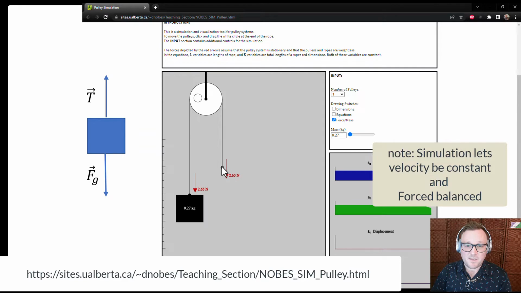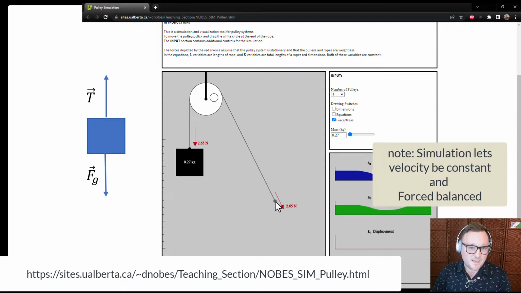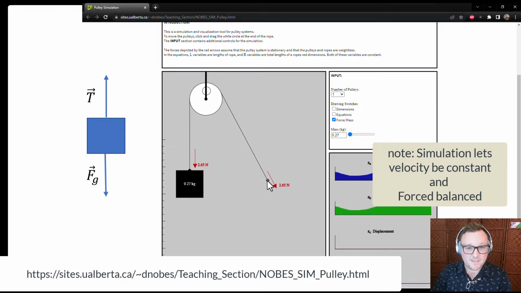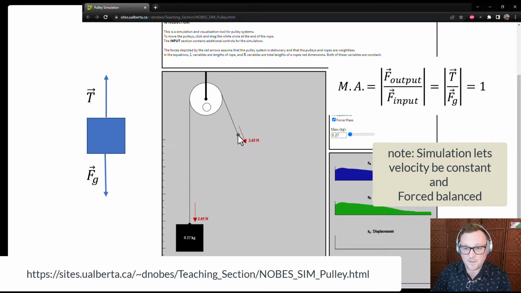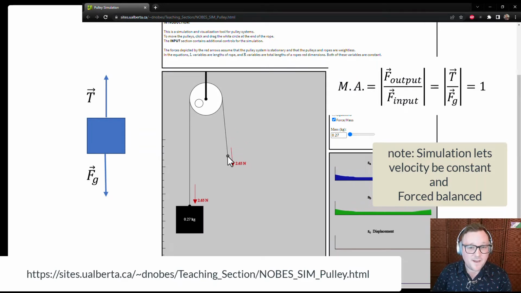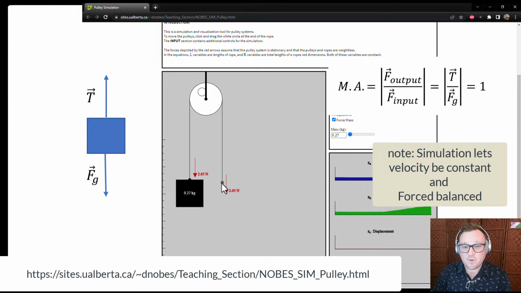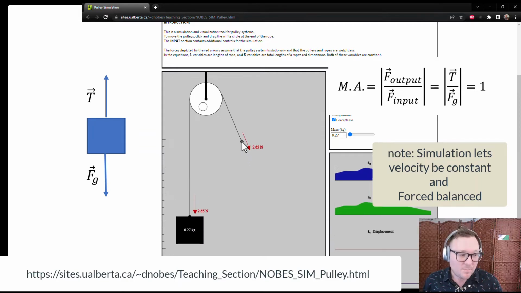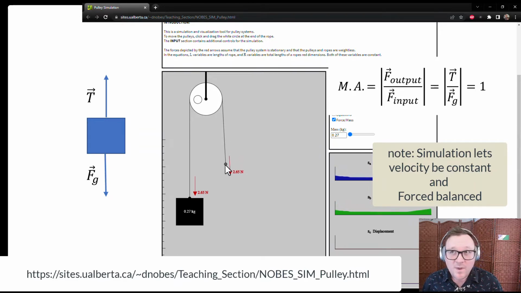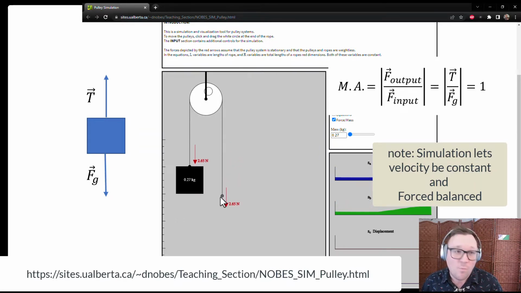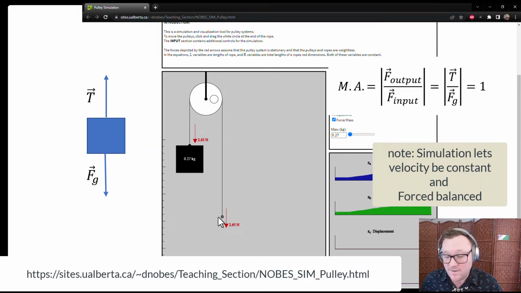Using this U of A simulation, let's see how we can redirect the force using a pulley. In this case, the free body diagram for the mass is the same as before, but we can pull down and the object moves up. The pulley, in this case, redirects the force. The mechanical advantage calculation is the same as the previous case. We have added a pulley, but our output force and our input force are both equal. So again, we have a mechanical advantage of 1, or no mechanical advantage.